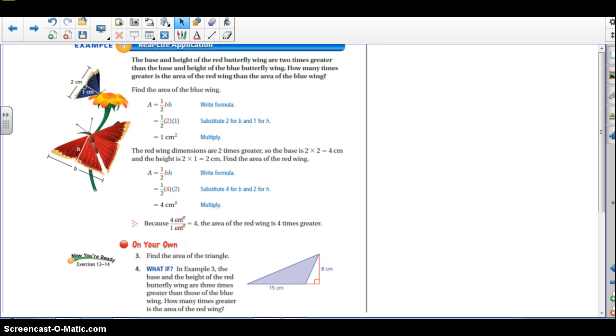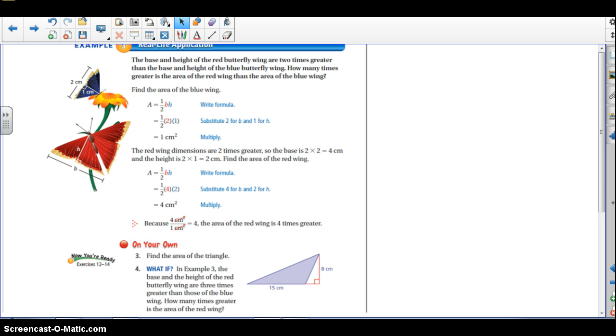Notice, when you're doing an example, always write your formula. Then I want you to insert the variables. So you're going to substitute 2 for the base, because the wings are the shape of triangles, and 1 for the height. Take a look at that blue wing. 2 is the base, and then perpendicular is 1. And then you multiply this out. 2 times 1 is 2. Half of that is 1. 1 centimeter squared.